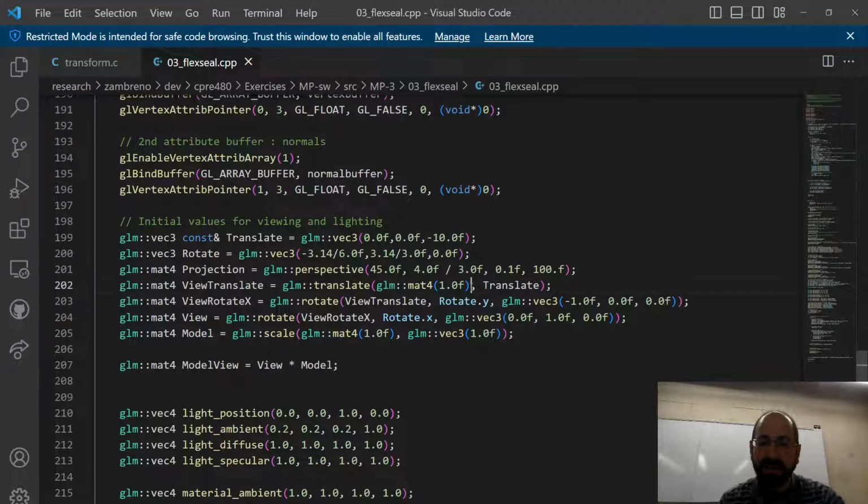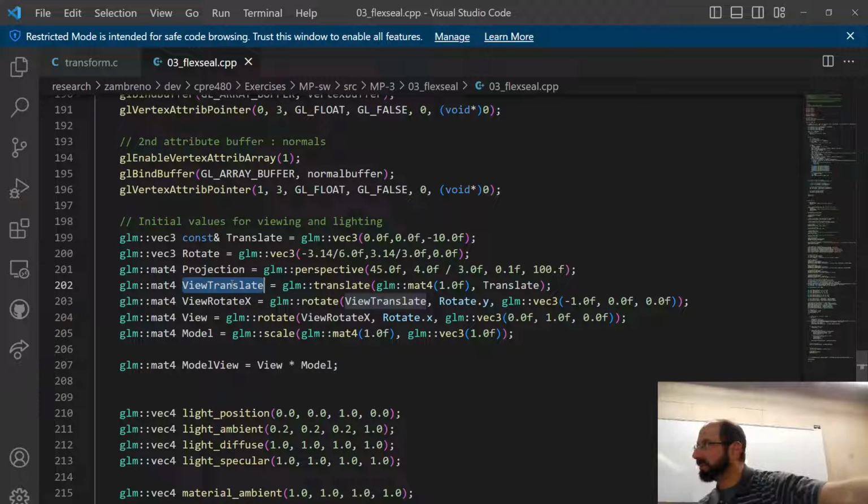Start with an identity matrix, which is don't change the geometry. Now I have a new matrix, which I just happen to call view translate. Move it 10 spots away. Move it away from the camera is what effectively that's going to be doing here. That result is also a matrix.